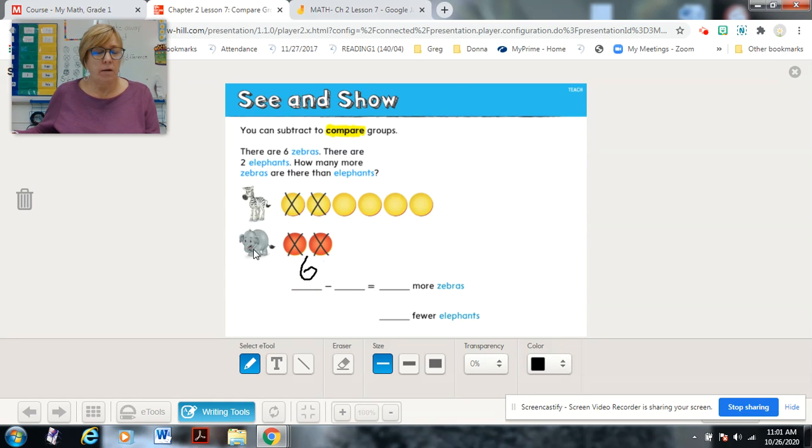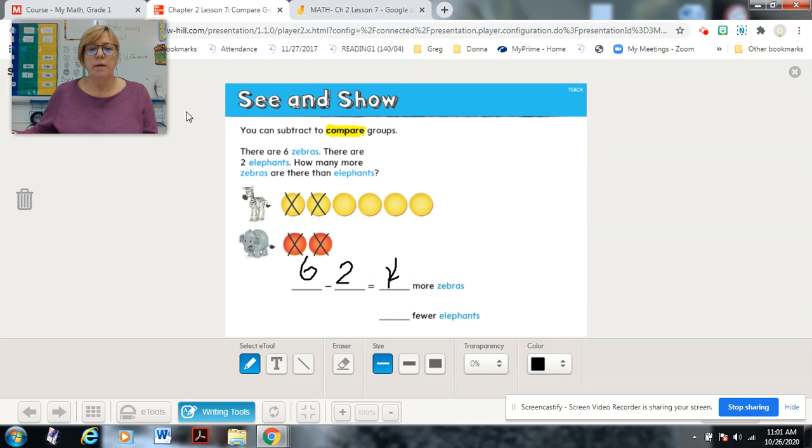How many monkeys? Oh, wrong page. Sorry, boys and girls. How many elephants are there? There's 2. Okay. They want to know how many more zebras are there than elephants. Well, let's see. 1, 2, 3, 4. There are 4 more zebras.